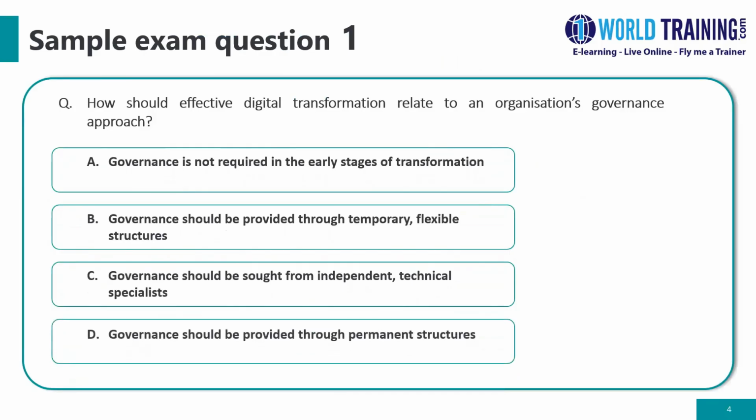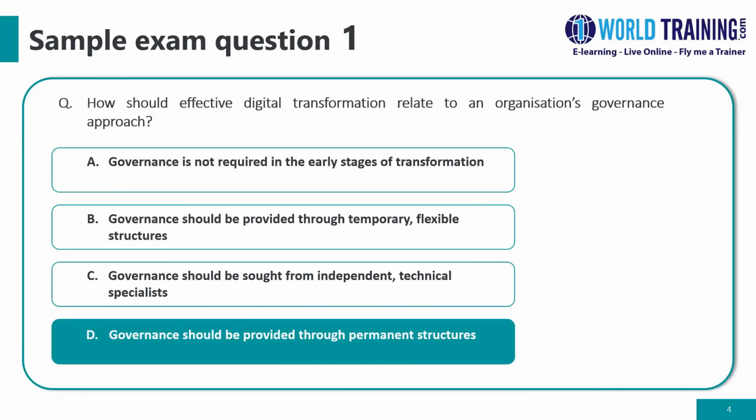Question number one, how should effective digital transformation relate to an organization's governance approach? The correct answer is D. Governance should be provided through permanent structures.